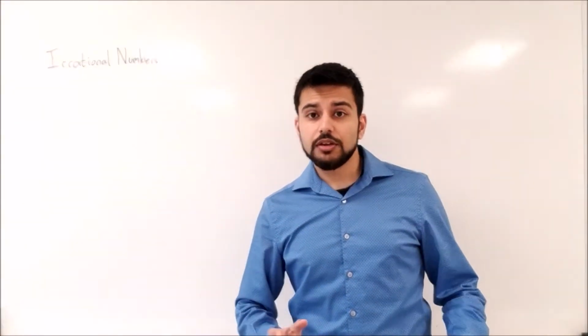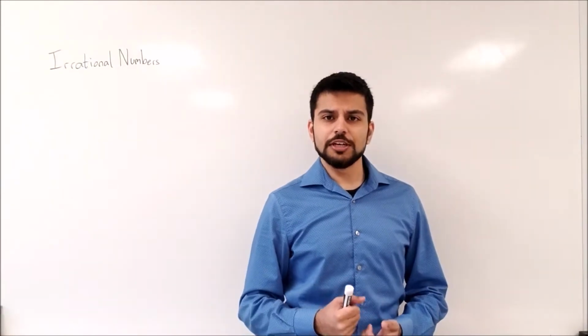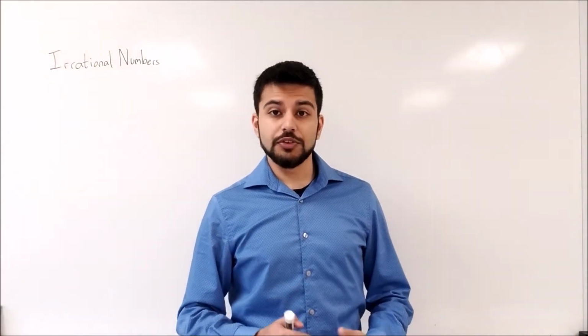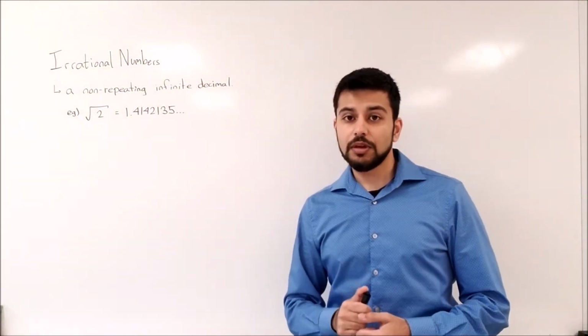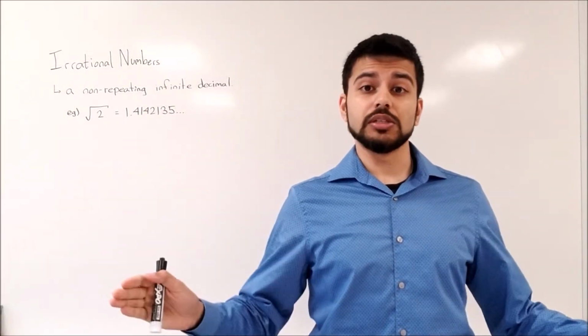Alright, applied pre-calc. For this part, we're going to look at irrational numbers. Quite often when you're dealing with roots, you'll end up getting an irrational number. If you don't remember what that is, it's a non-repeating infinite decimal. For example, if I take the square root of 2, you'll end up getting this really long decimal.